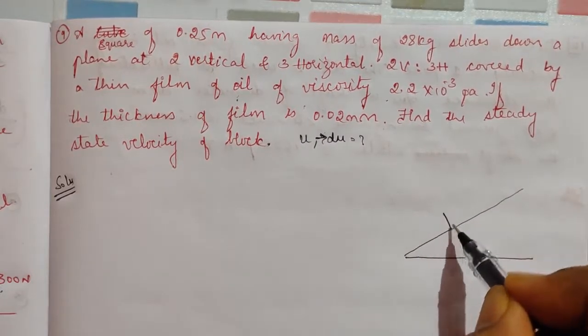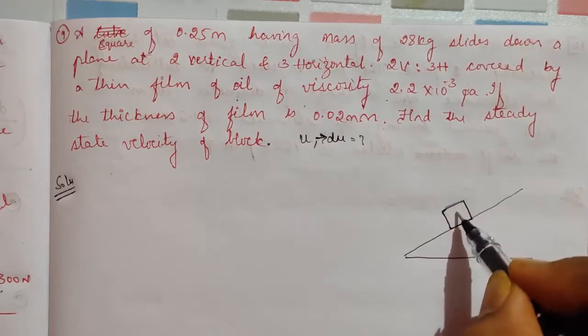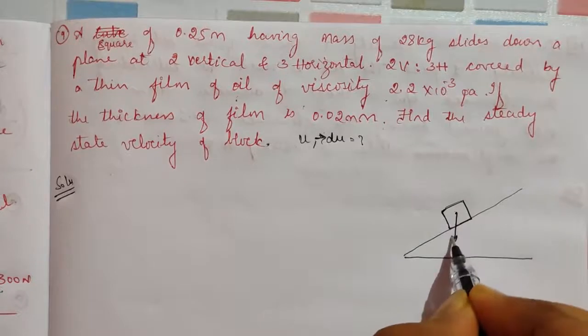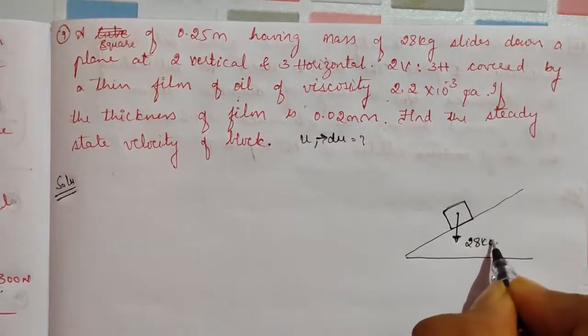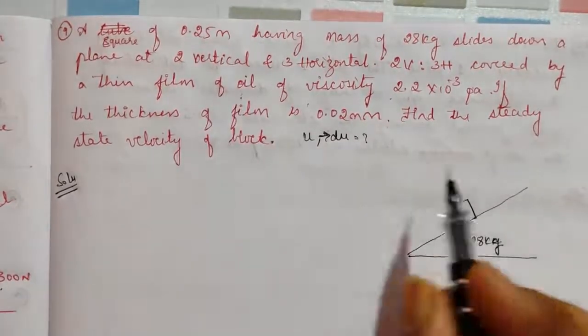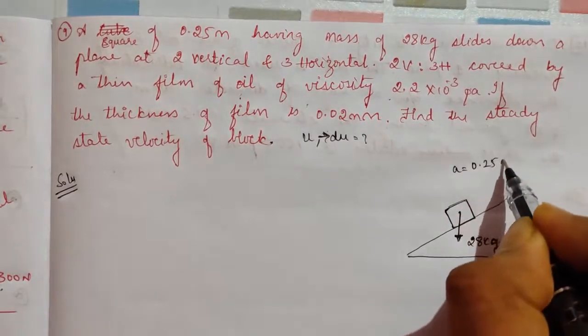So here we are getting the square. Fine. So the weight will always act towards the gravity, that is 28 kg. Then what I have given: the side of the area is 0.25 meter.